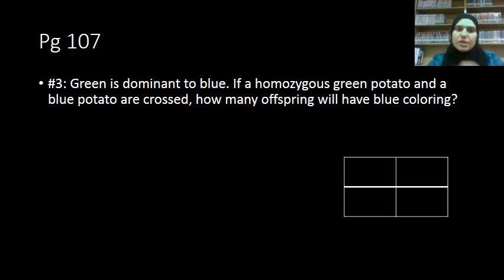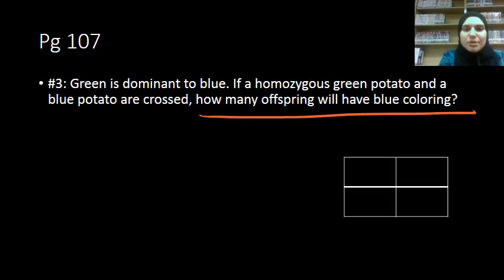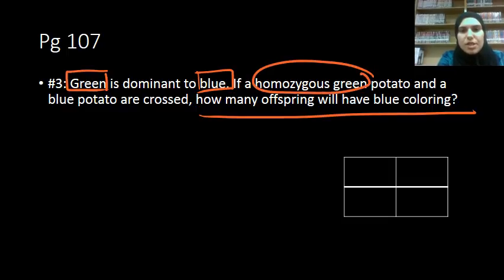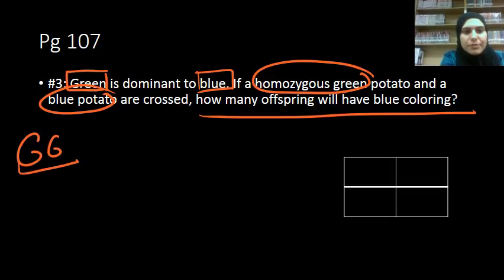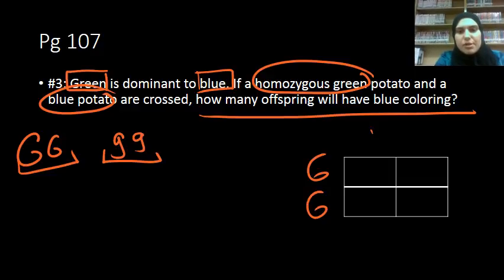Alright, for the next one, green is dominant to blue. If a homozygous green potato and a blue potato are crossed, how many offsprings would have blue coloring? So, always potatoes. So how many would be blue? I can be green. I can be blue. Circle one of my parents, it is homozygous green. The other one is a blue potato. So for homozygous green, that would be capital, capital. The other parent would be blue, and so it's lowercase, lowercase. Fill this out in my Punnett square.